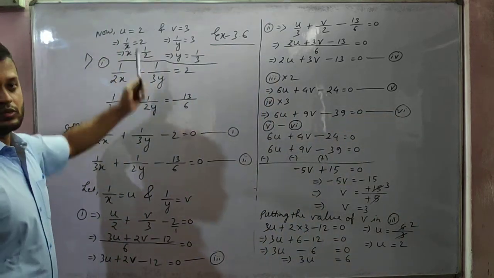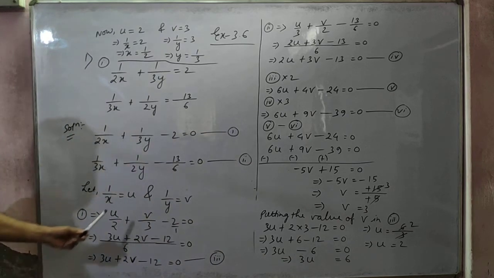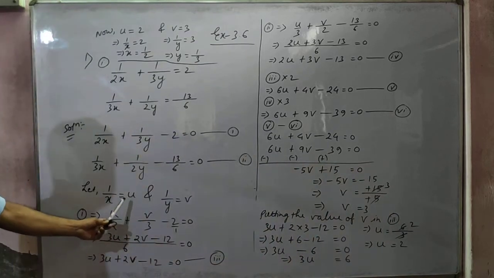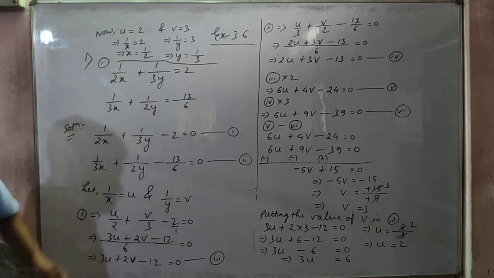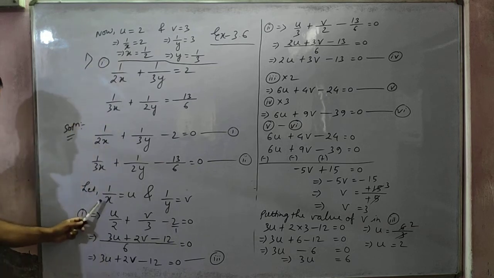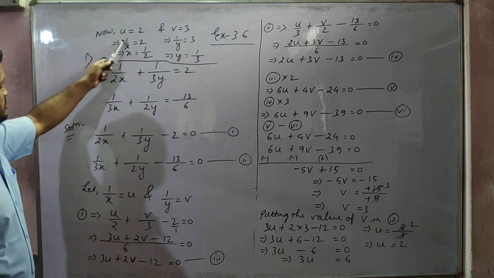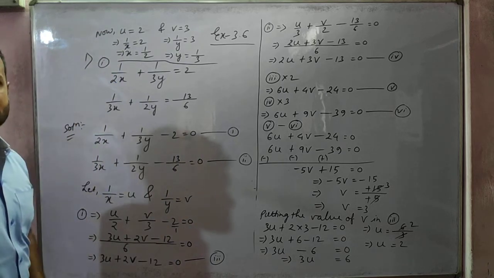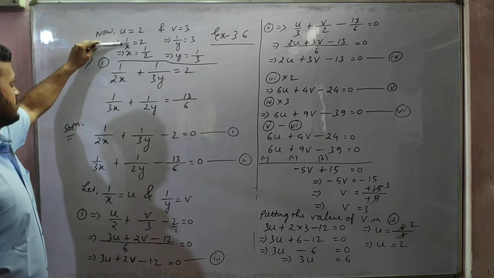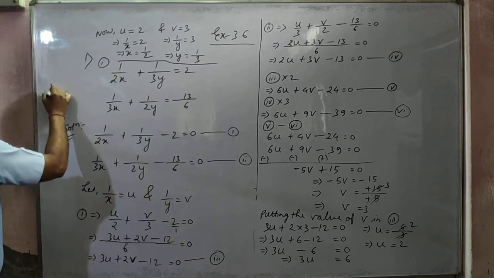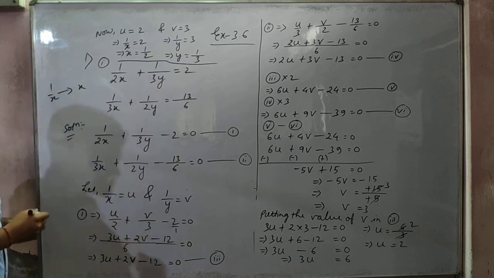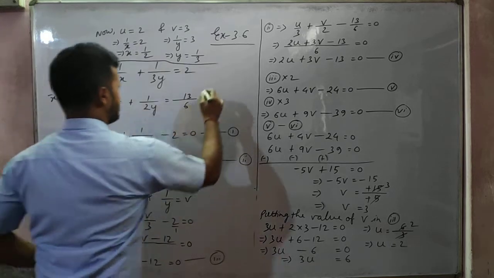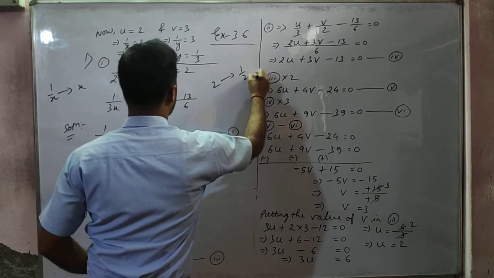Now u is equal to 2. What is the meaning of u? u means 1 by x. In place of u, you put 1 by x. So 1 by x is equal to 2. Now just reverse, you take the reciprocal on both sides. If you reverse 1 by x, it will become x. So 1 by x I reverse, it became x, and 2 if I reverse, it will become 1 by 2.